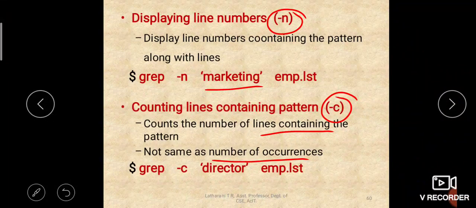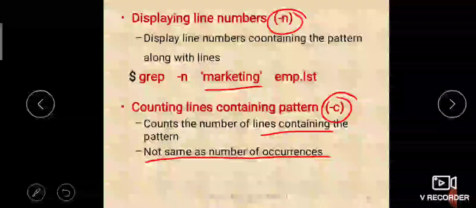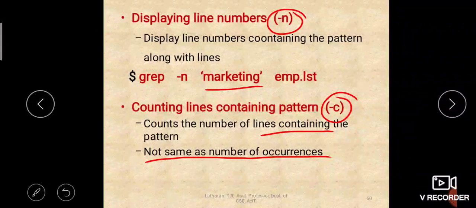So here, see what is the meaning of this line? Not the same as number of occurrences. That means in a single line the pattern given may be occurring 2 or 3 times. It will not consider that, only the number of lines it will consider. If there are 4 lines out of which one line contains it 2 times, then also it will give 4 as output, because it will only count the number of lines, but not the number of occurrences.